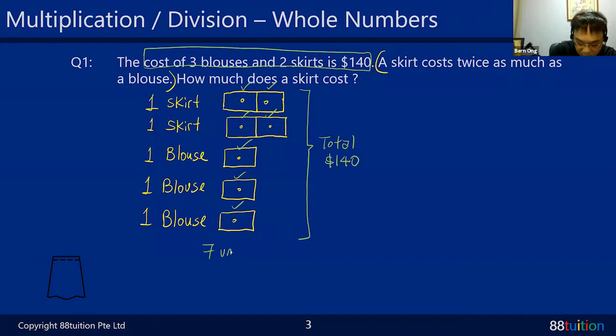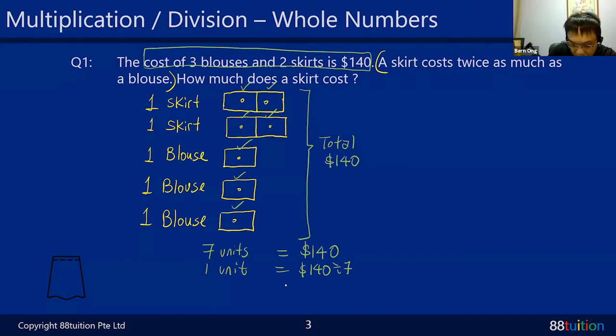Total always compared with total. That is called fairness. Math is all about fairness. You have to be fair. So 1 unit will be, always look for the 1. You will take 140 divided by 7, and your answer will be $20.